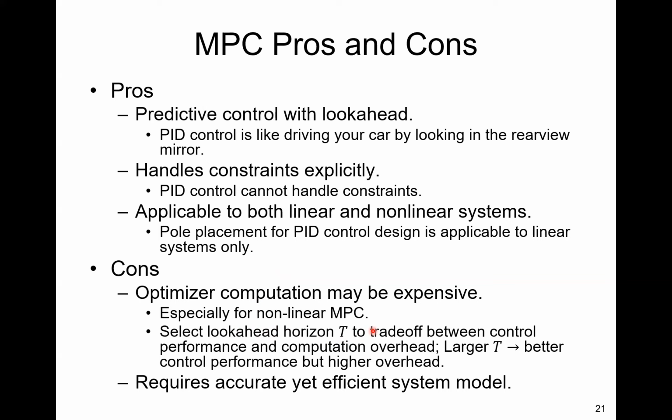With a larger T, you have better control performance, but a higher computation overhead. And also, it requires an accurate yet efficient system model. Then, as a control engineer, you need to develop a model for your plant, the mechanical part of your car, perhaps by system identification, before you can apply MPC. Whereas a PID control can be applied even without a model.